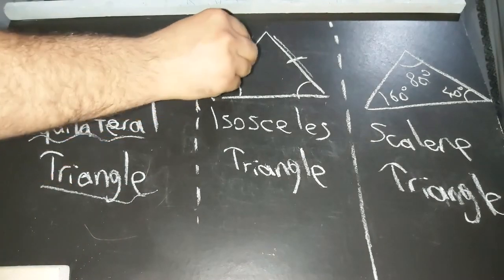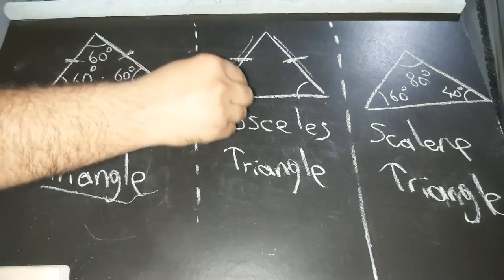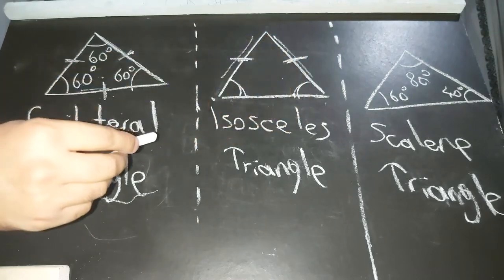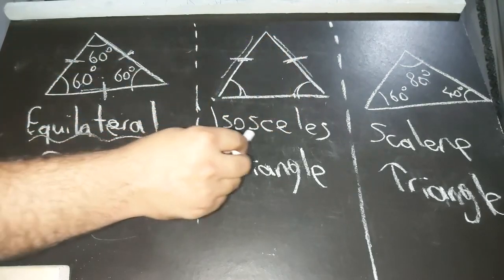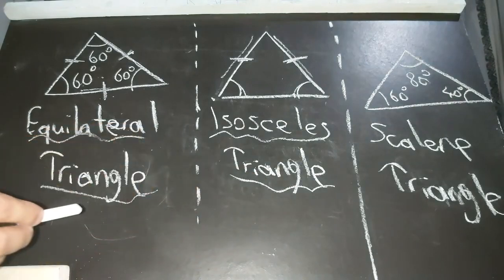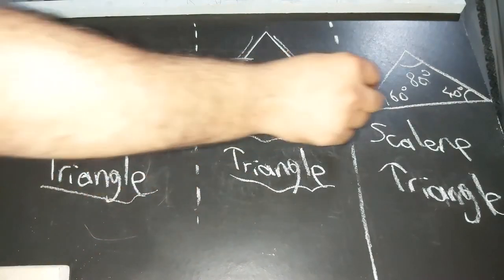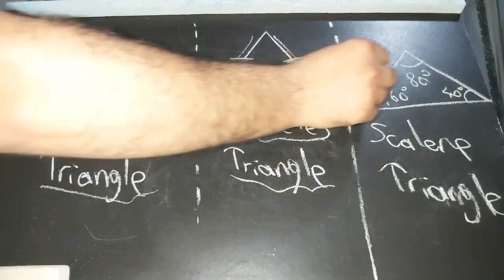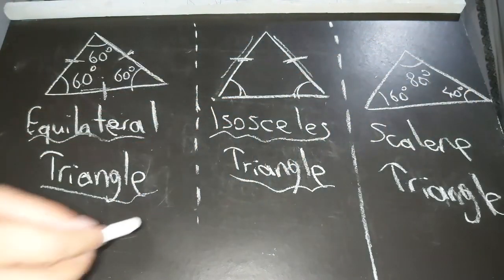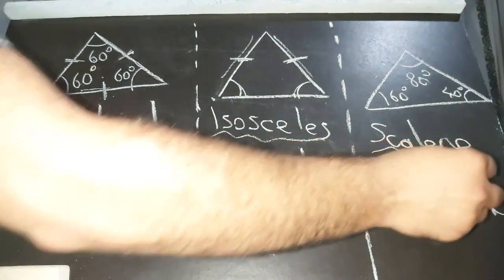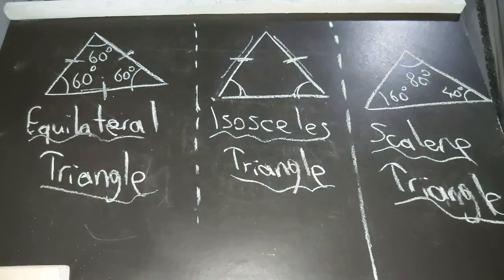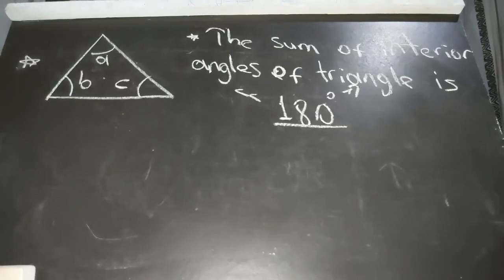If we have two sides and two angles the same, we call this an isosceles triangle. But if none of the angles and none of the sides are the same, we call this a scalene triangle.